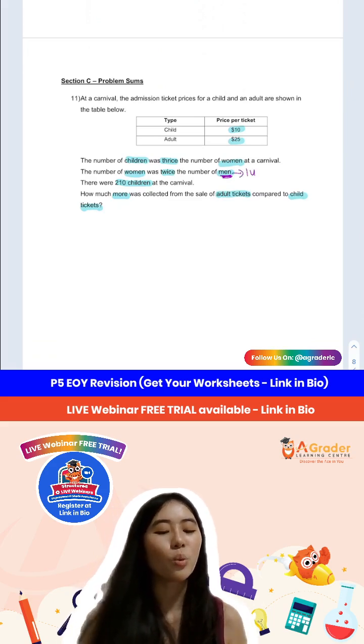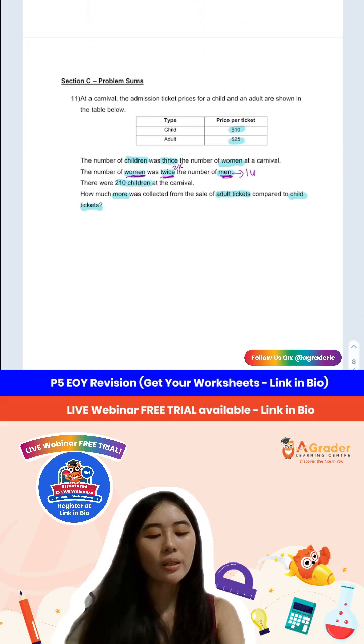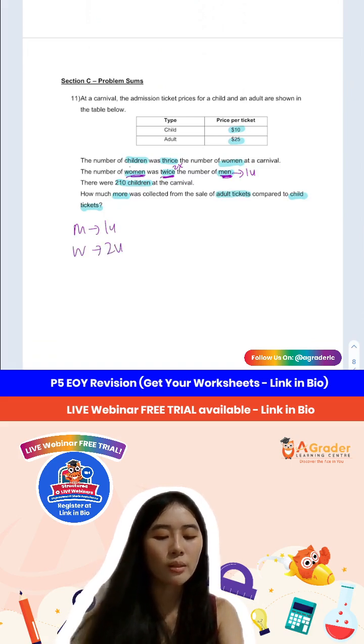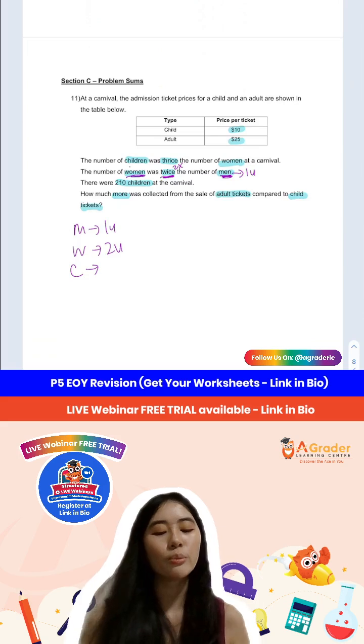So man will be 1 unit. After that, because the women was twice, so keyword twice means 2 times. This means that the women is gonna be 2 units. So I think we better write it down. Men will be 1 unit, women is 2 units. So can you tell me the children will be how many units?